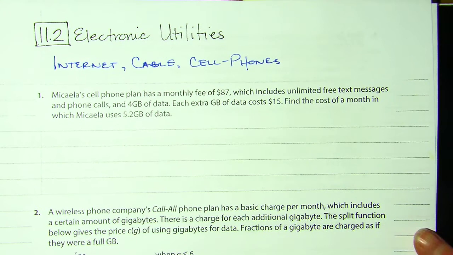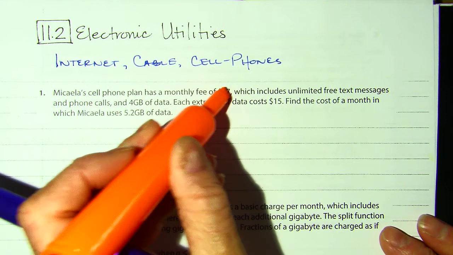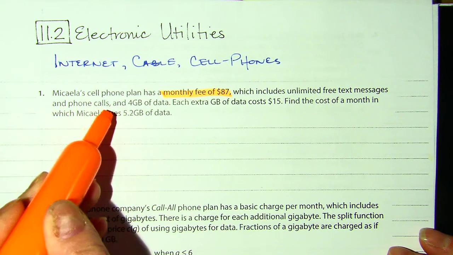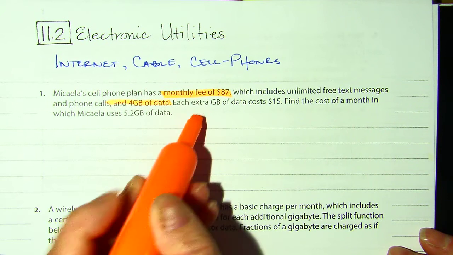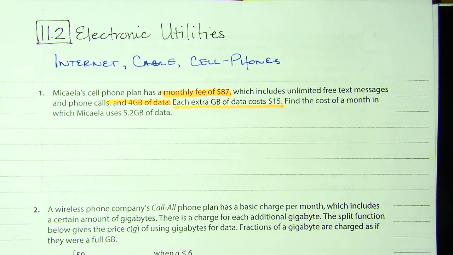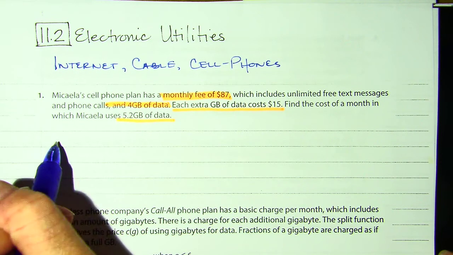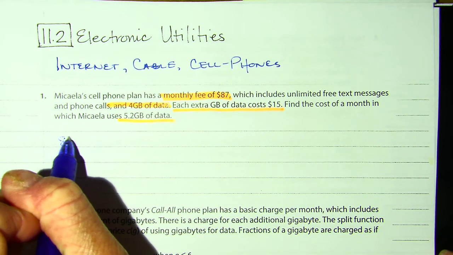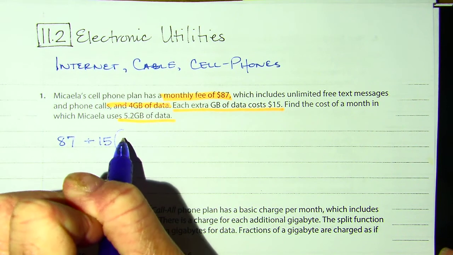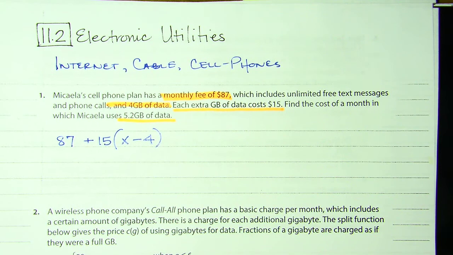So number one, Michaela had a cell phone plan that has a monthly fee of $87, and that includes unlimited free text messages and phone calls and 4 gigabytes. However, each extra gigabyte costs $15. Find the cost of a month in which she used 5.2 of data. So first, let's start. Her cell phone plan is a flat fee of $87 plus 15 times anything over the 4 gigabytes. So this is the formula I'm using.